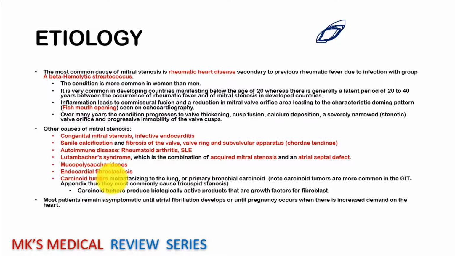Remember that carcinoid tumors are going to metastasize to the lungs. They often may also be primary bronchial carcinoids. They are more common in the GIT. So it means that they are going to be found in the appendix. And remember that blood that's coming from the GIT is pretty much going to drain first to the right side of the heart. So you would expect the tricuspid valve to be affected. But in some cases, it may actually even affect the mitral valve if it's actually coming from the lungs, because the lungs are what are draining into the left side of the heart.